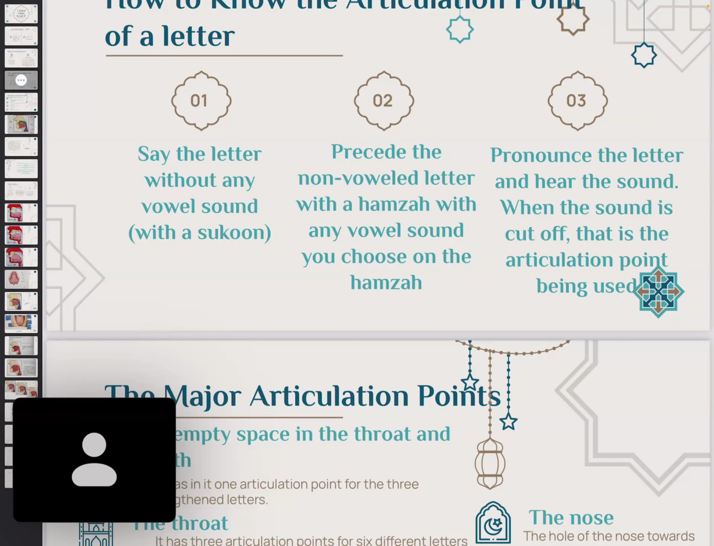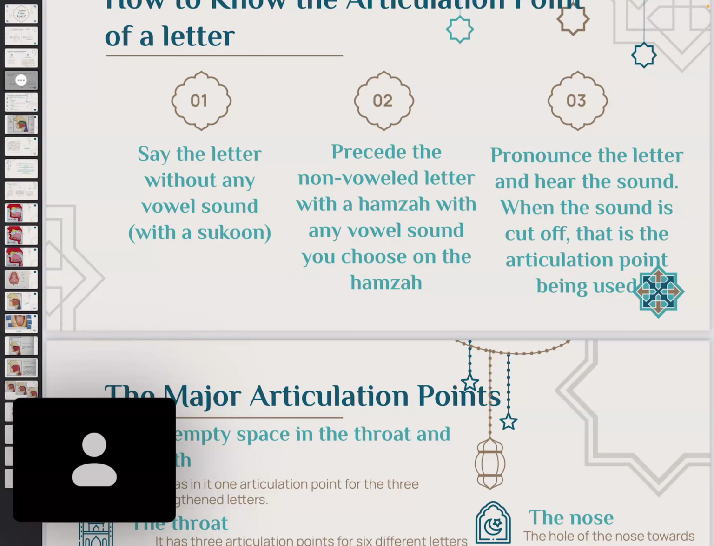The next way we can do is precede the non-vowel letter with a hamza with any vowel sound you choose on the hamza. So you put a hamza in front of the qaf, but you can pick anything. So you say aq, aq. You can hear that the qaf comes from the halq, aq.